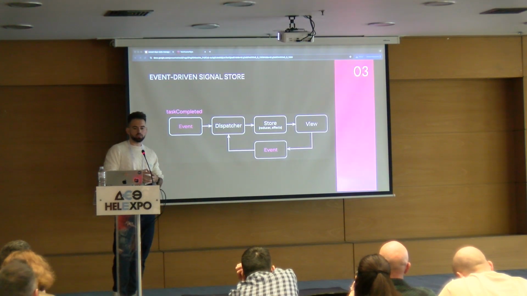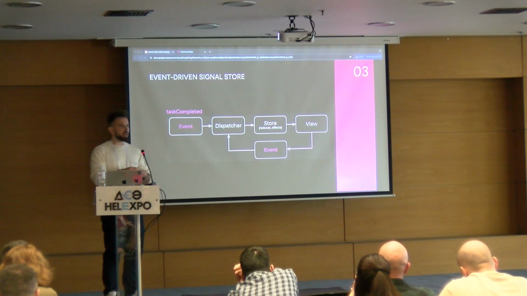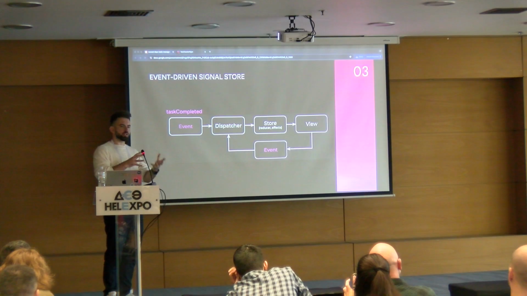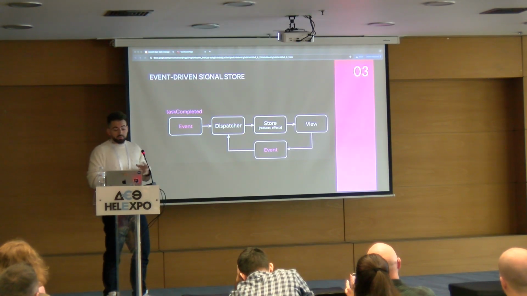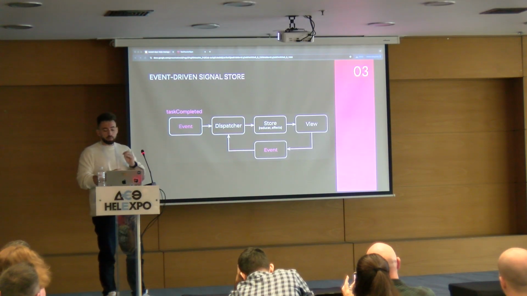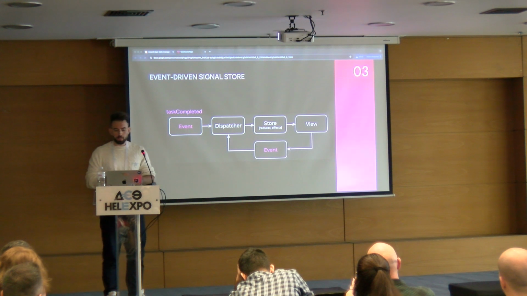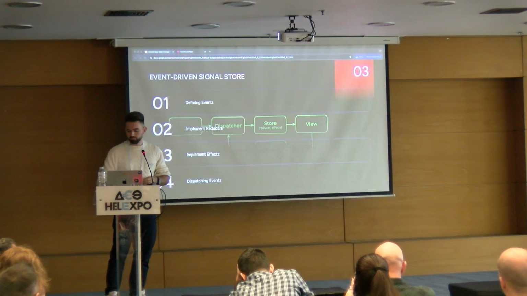For example, the notification store can listen and show a success message. An analytics store can listen and track the event on Google Analytics. Each feature can react on its own terms, and the task store doesn't care. Events are named in past tense, task completed, not complete task, because they describe what has already happened. And now we're going to take our existing task store, the one with those dependencies that we injected, and refactor it to use events.